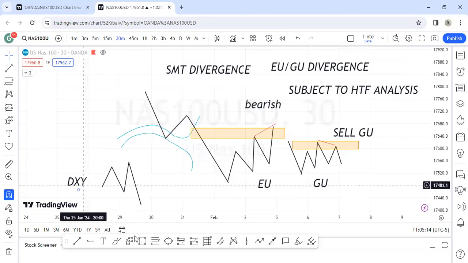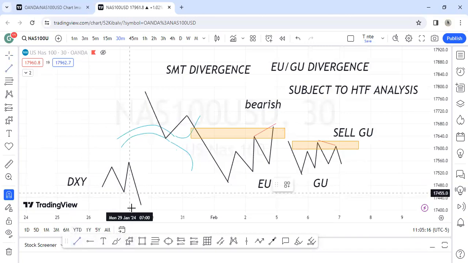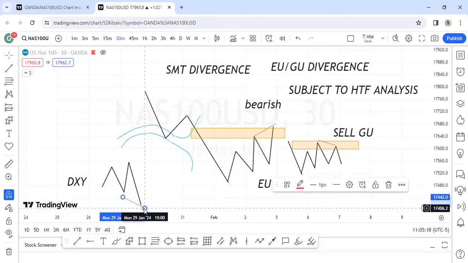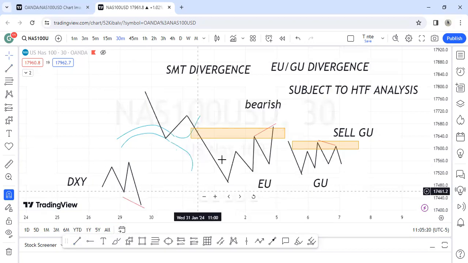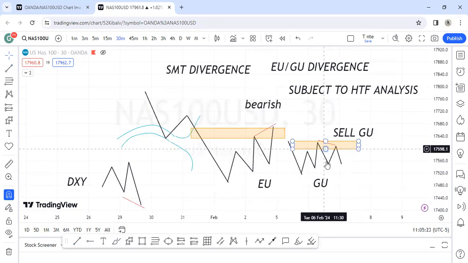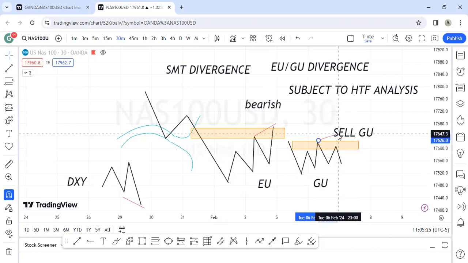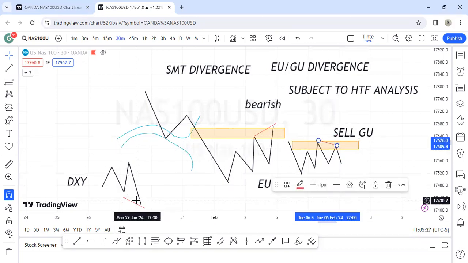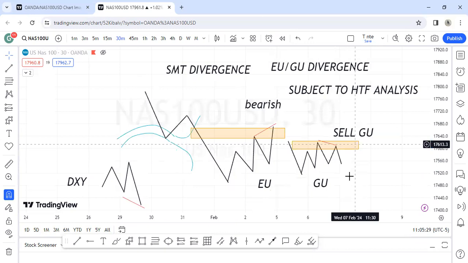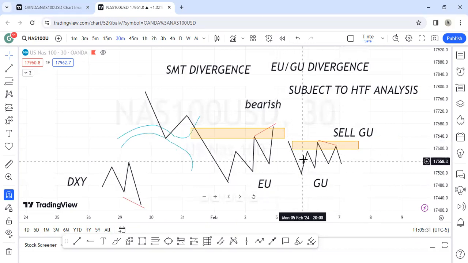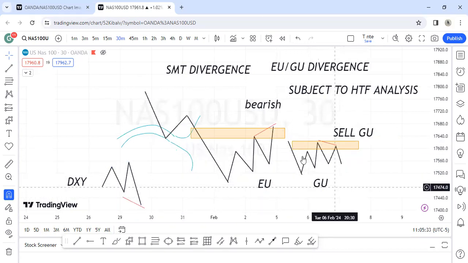So now DXY has made a low, right? EU has made a high. That is what correlating. Okay. Now the fault is in GU, because GU is supposed to make a high since DXY made a low and EU made a high. It's supposed to follow the pattern. It's supposed to be opposite of DXY and move together with EU.